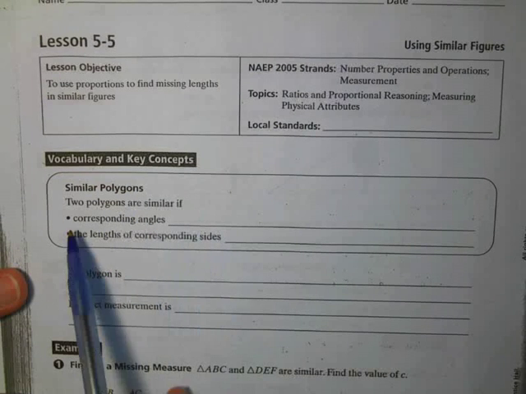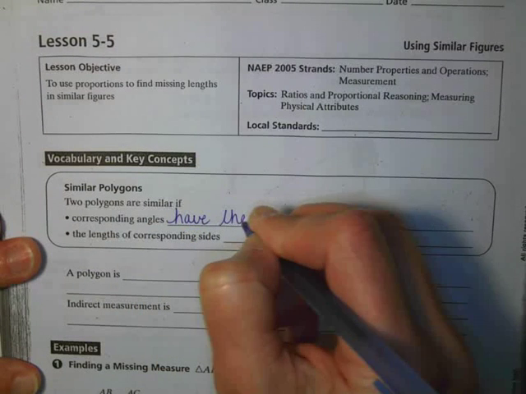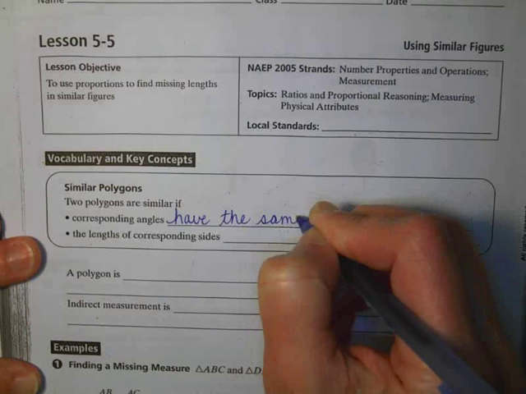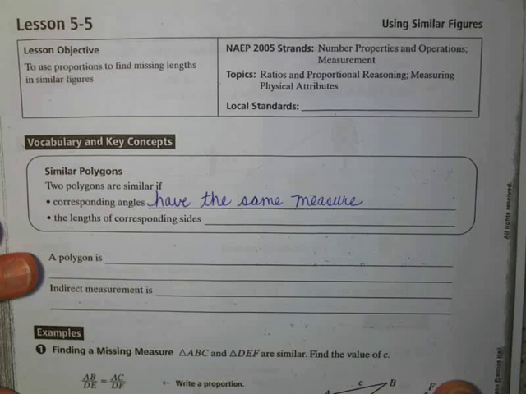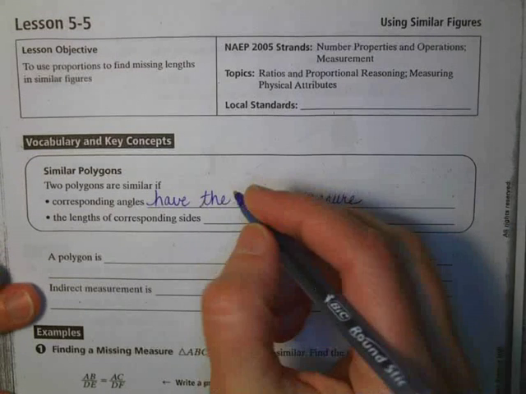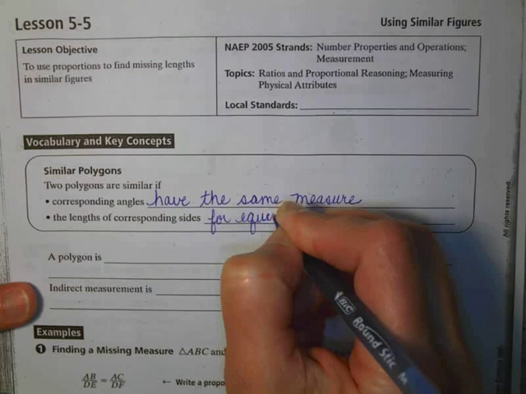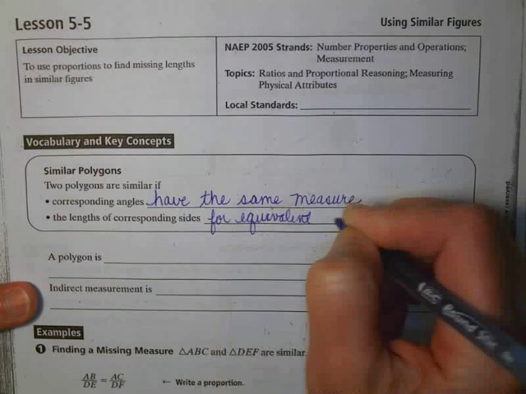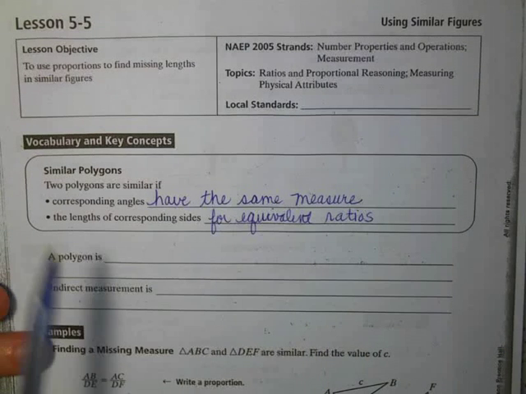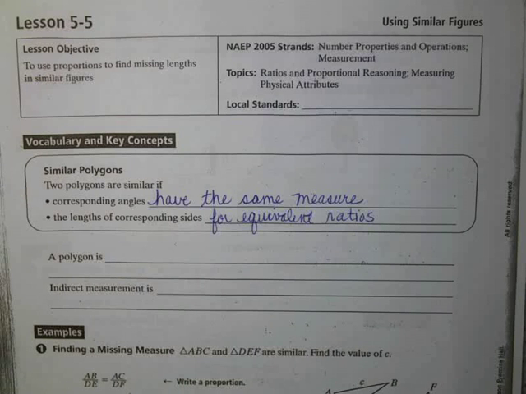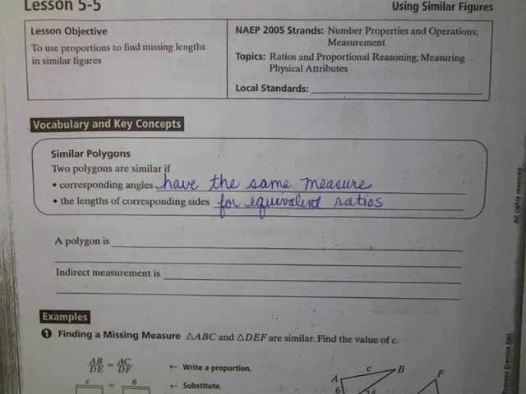Two polygons are similar if corresponding angles have the same measure, which basically means that they're equal, and the lengths of corresponding sides form equivalent ratios, or they're proportional. Remember, corresponding means matching things up. So when we start looking at pictures or figures, we'll talk about how we can do that.